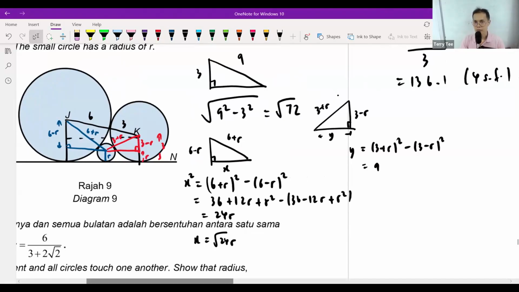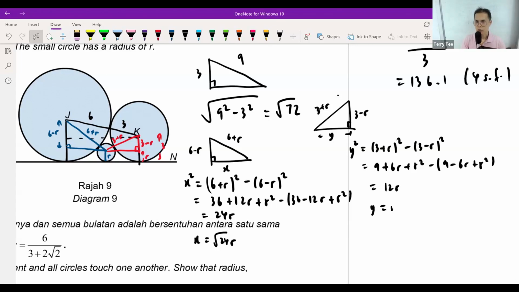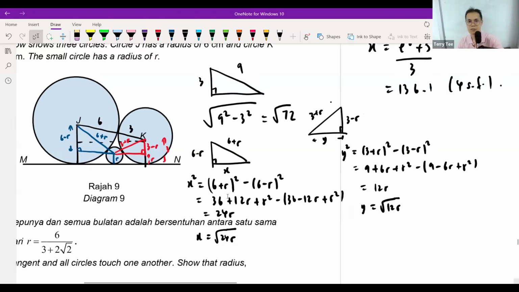Expand the bracket: 9 plus 6r plus r square minus 9 minus 6r minus r square plus r square. 9 can cancel. 6r minus 6r is 12r. r square minus r square is 0. Remember, this is y square. If you square root it, you get square root 12r. The square root is meant for the whole thing, so make it longer. Okay, now I'm going to zoom out a bit to find some writing space.